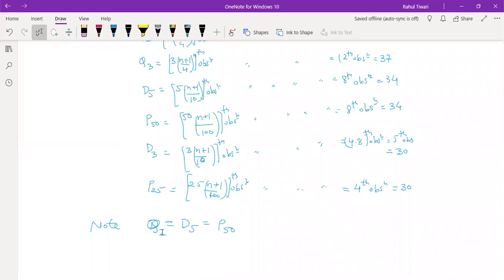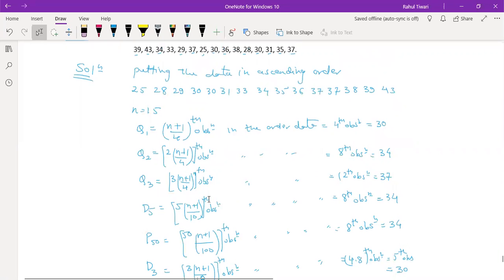Before that, I will tell you a shortcut method to compute this. As I mentioned, I have 15 data values here. If I divide the data into two equal parts, 1, 2, 3, 4, 5, 6, 7 till here, and 7 on the other side, what is my middle value? 34. So this is the median, so my Q2 is the median.